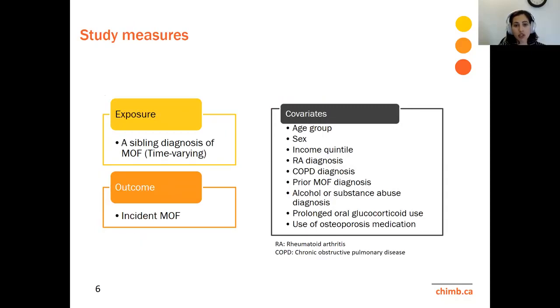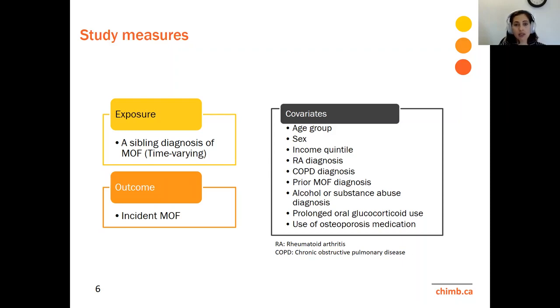The primary exposure was a history of sibling MOF diagnosis occurring at age 40 years or older. It was time-varying and accumulated annually. The outcome was incident MOF diagnosis in the cohort members. MOF for both the siblings and cohort members were identified from hospitalizations and outpatient physician visits using established case definitions.